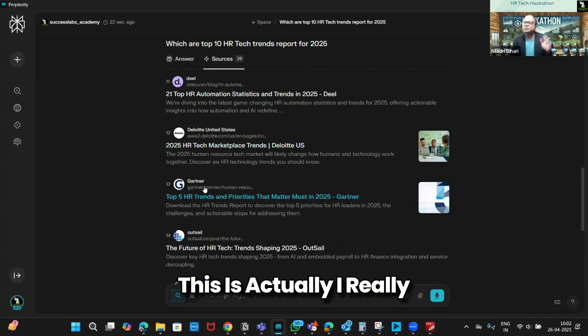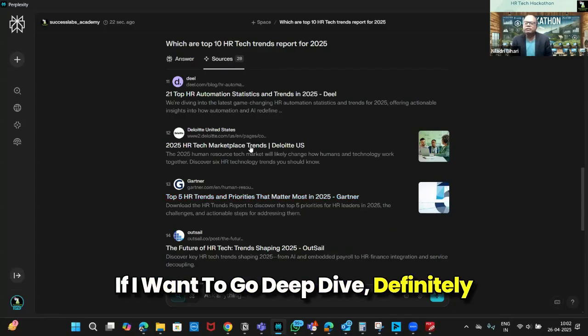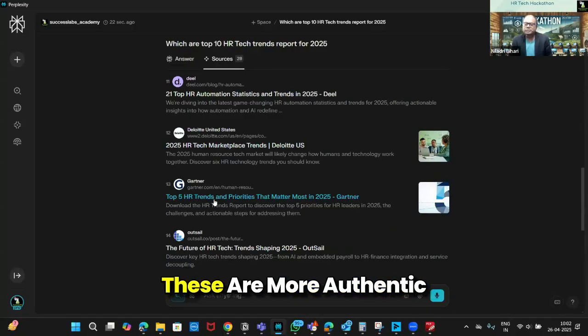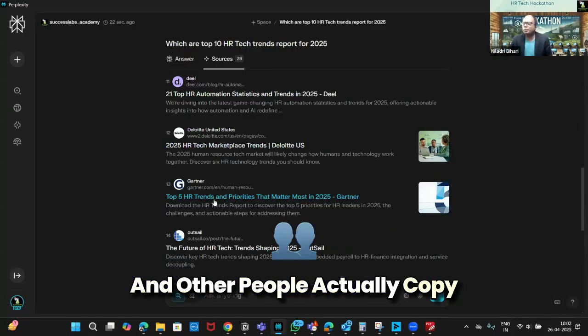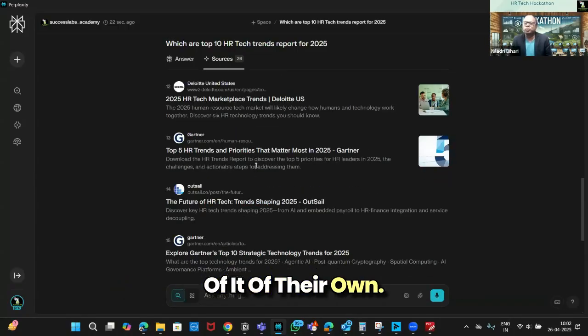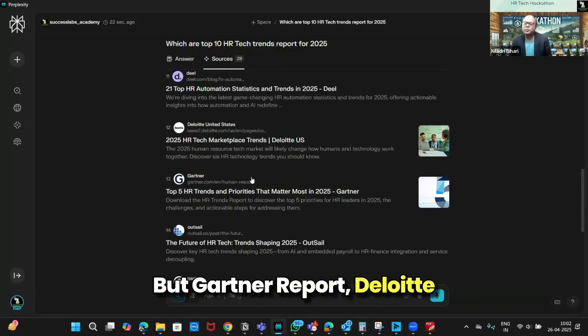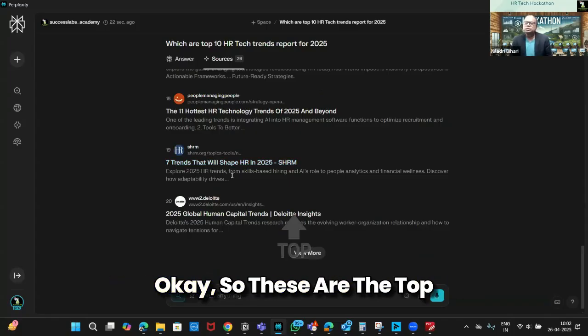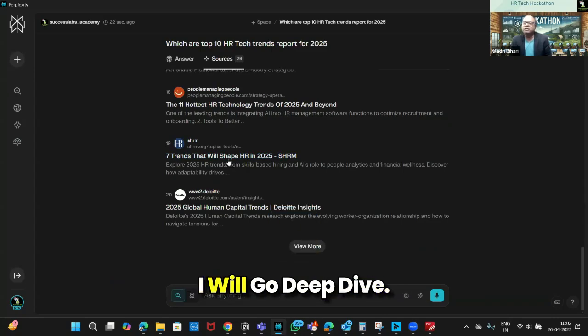Gartner report, this I really emphasize more. If I want to go deep dive, definitely I will go for the 2025 Deloitte report and the Gartner report. These are more authentic, and other people actually copy or generally take a variation of their own. But the Gartner report and Deloitte report, I will trust much. SHRM also, the Society for Human Resource Management. So these are the top 3 reports for me. I will go deep dive.